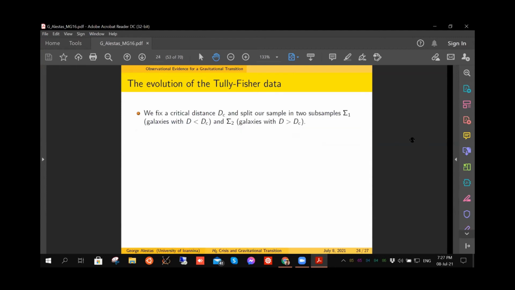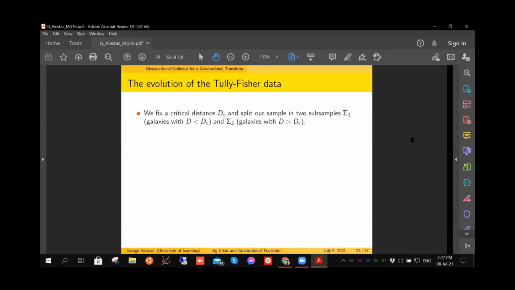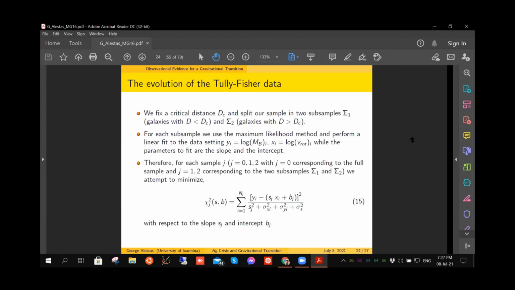We focused on the evolution of the intercept and slope. And in order to find this type of transition, we have used an analysis where we have fixed a critical distance and split our sample into two subsamples, below this critical distance and above it. And for each subsample, we have used the maximum likelihood method and performed a linear fit to the data, while fitting for the slope and intercept parameters. Therefore, we tried to minimize this relation 15 with respect to the slope and the intercept.